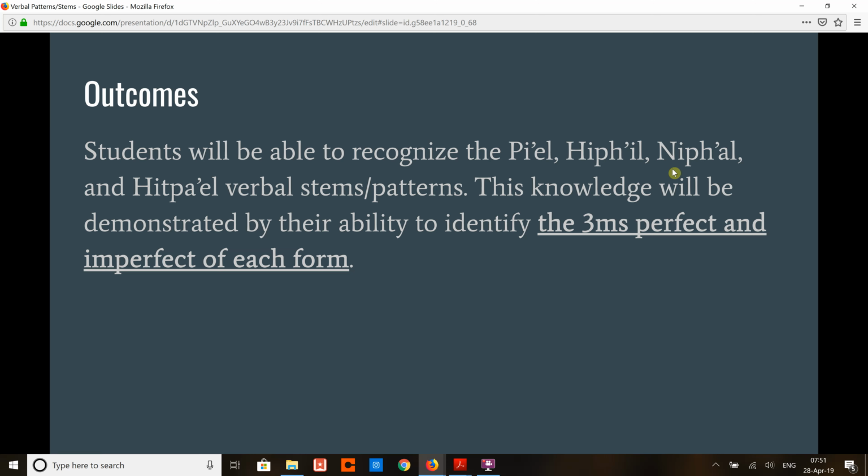But again, let's focus on our priority. I'm going to be throwing a lot of information at you, and your goal, what you will be evaluated on, is your ability to identify these patterns in the forms of third masculine singular, third masculine imperfect. Now, the presentation itself is going to be a little bit jerky.